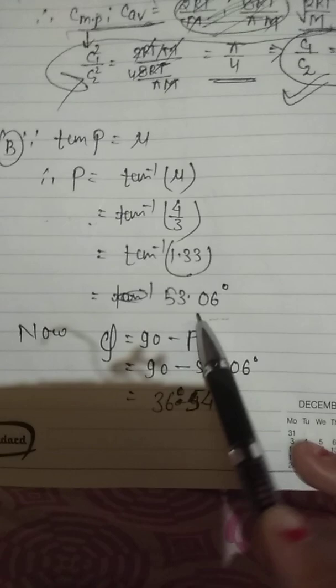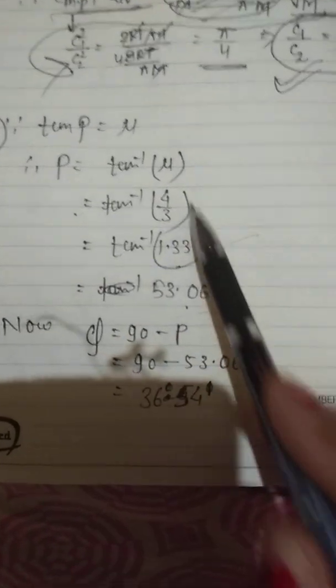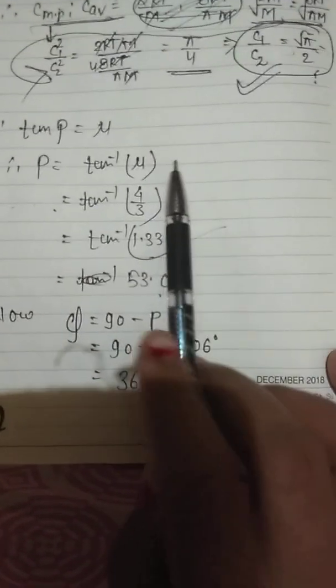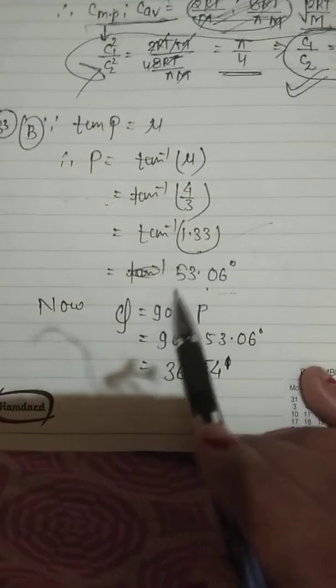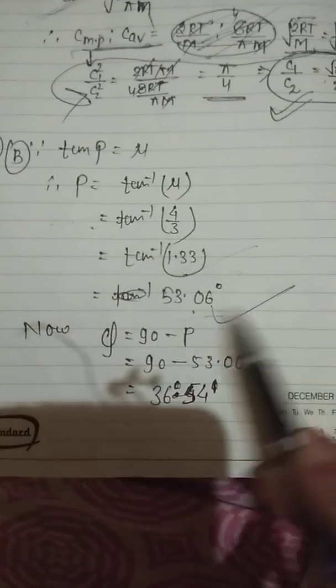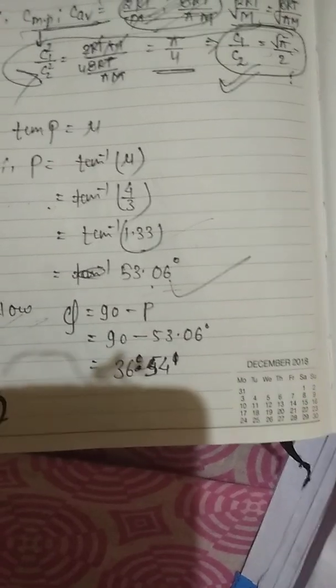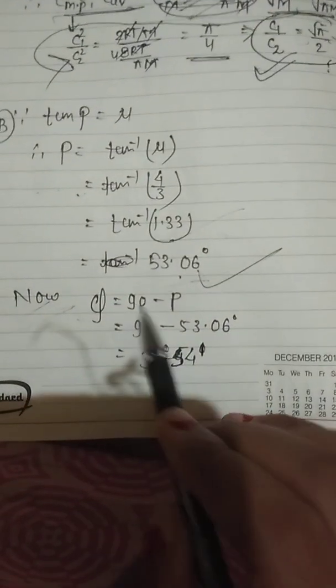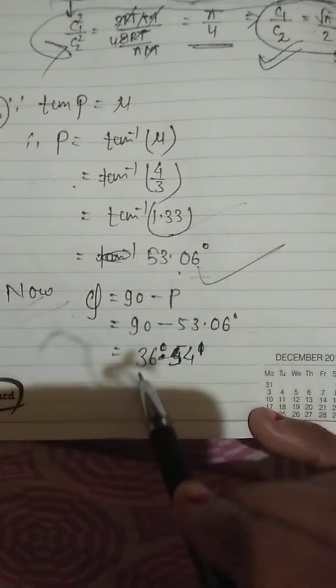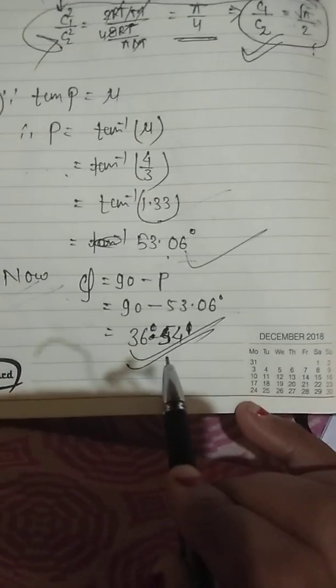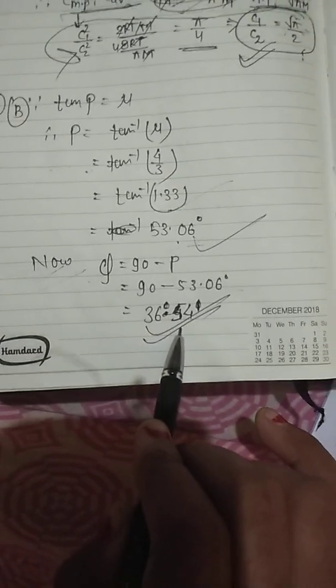Finally we are getting tan inverse of 1.334, because light has entered from air to water, so 4 by 3, 1.33. Now we have to find the angle between sun and horizon. So phi is equal to 90 minus P. So finally 36 degree 54 second. So the answer will be B. 33 का ऑप्शन हो गया B.